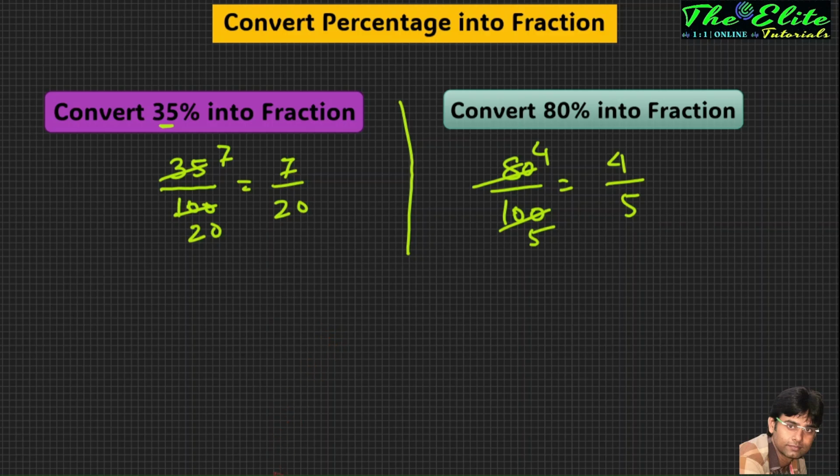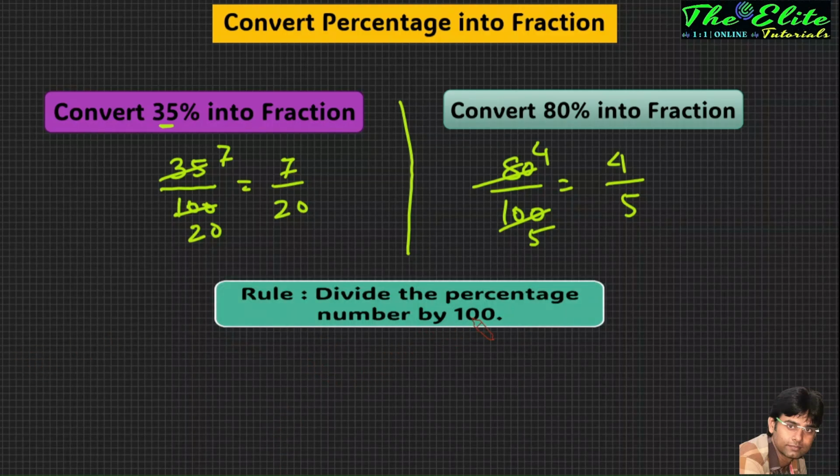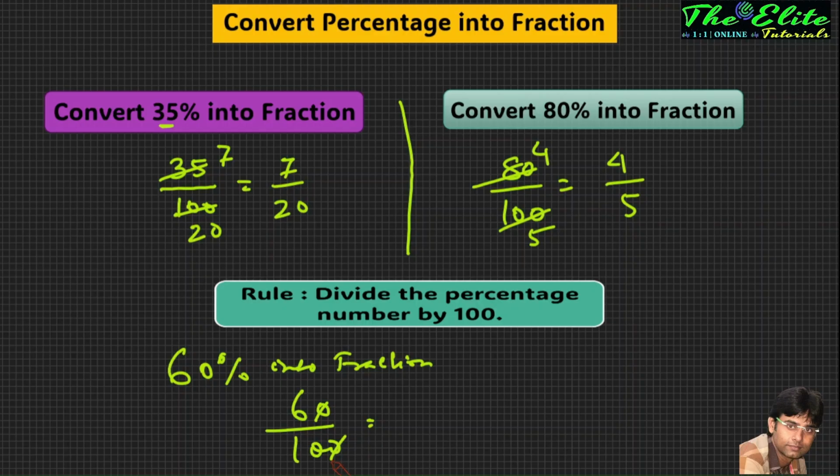So what is the rule actually? The rule is divide the percentage number by 100. That is it. Suppose you have to convert 60% into fraction. Then it will be 60 upon 100. Finally, you can see that 0 will be cancelled with this 0. 2 times 3, and 2 times 5. Finally, the fraction will be 3 over 5.